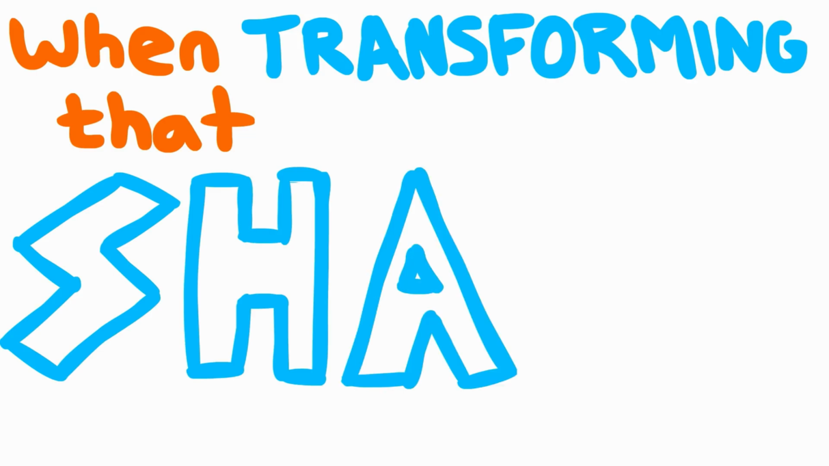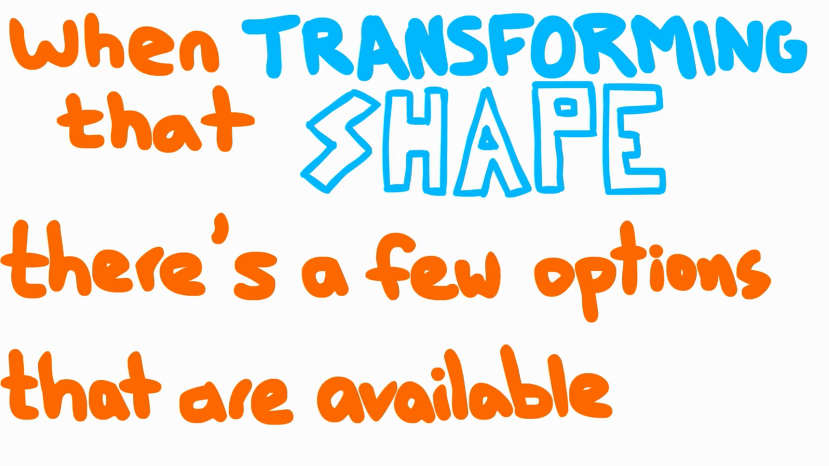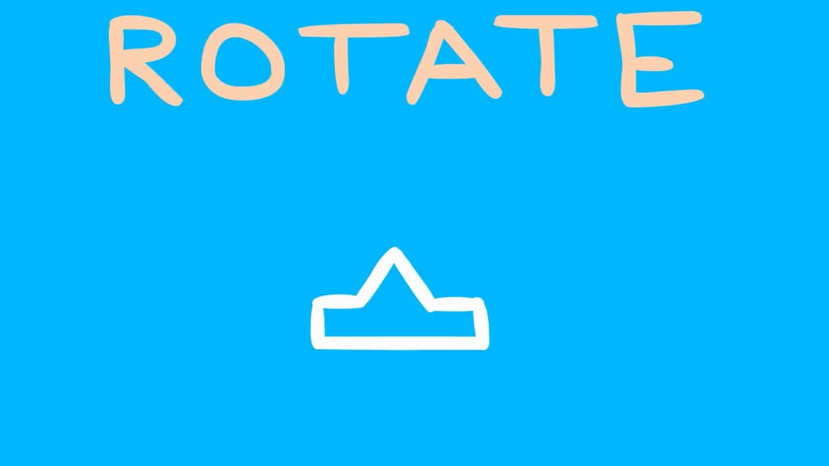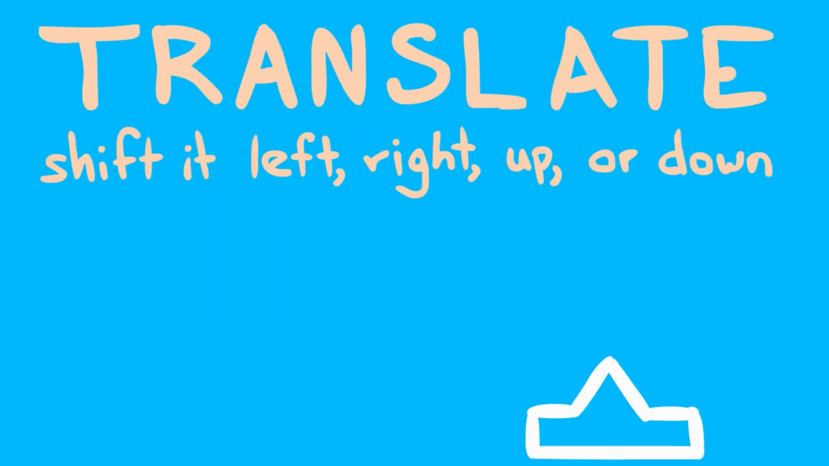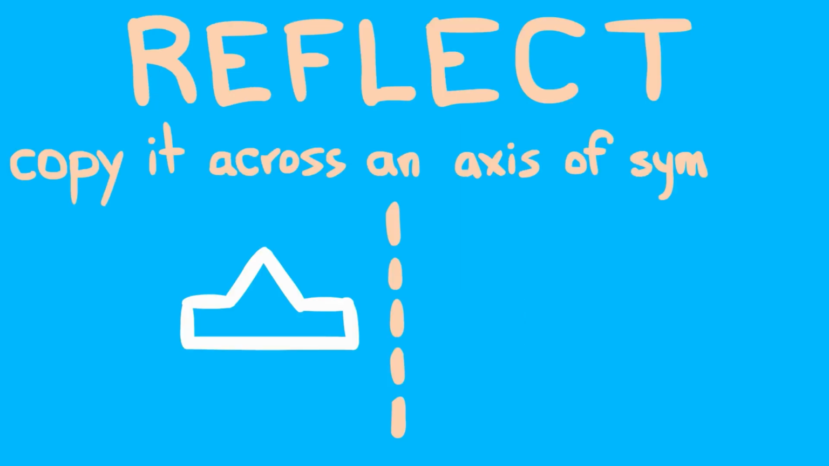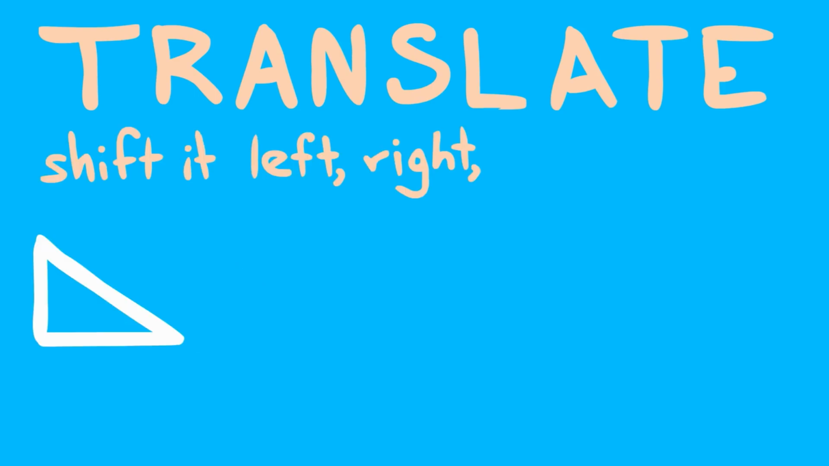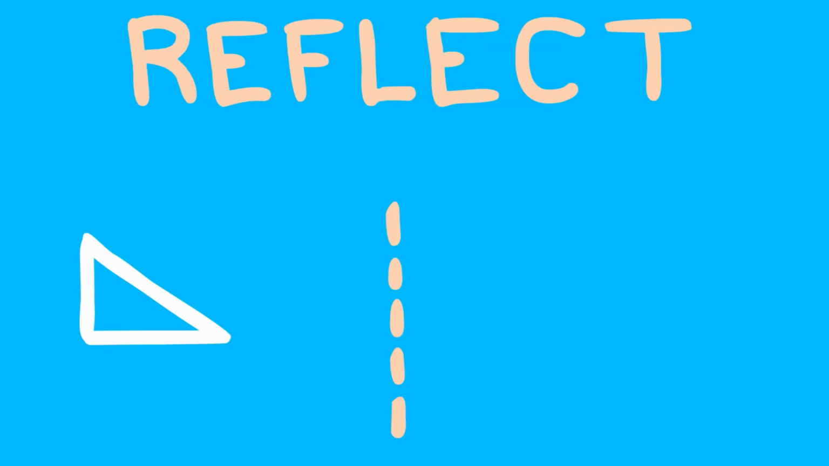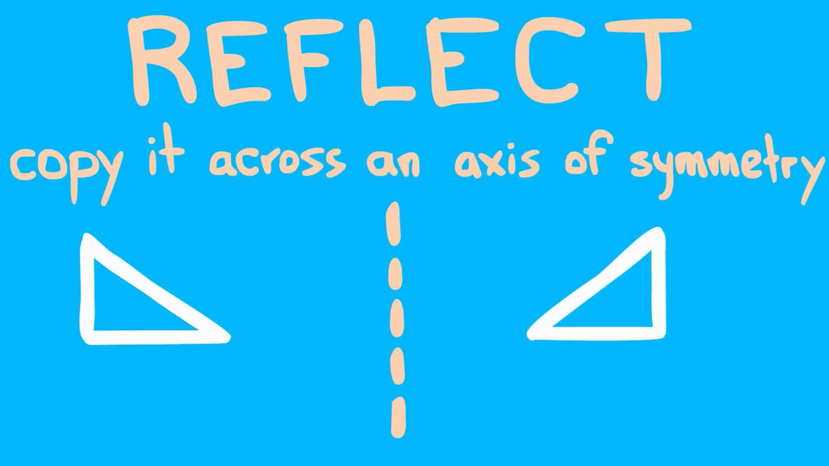Transforming that shape, there's a few options that are available to me, because I could rotate, turn it round, translate, shift it left, right, up or down, reflect, copy it across an axis of symmetry, rotate, turn it round, translate, shift it left, right, up or down, reflect, copy it across an axis of symmetry.